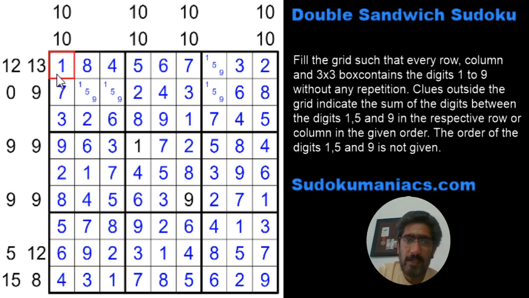Okay. And I think we are nearly there. This is a 9. This becomes a 1. This becomes a 5. And yes, there we did it.